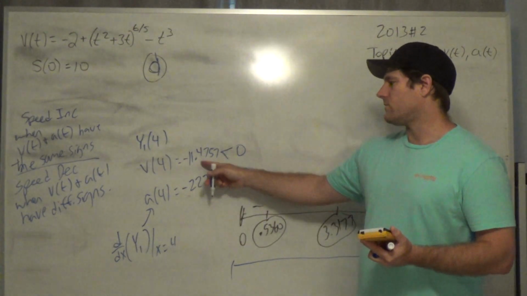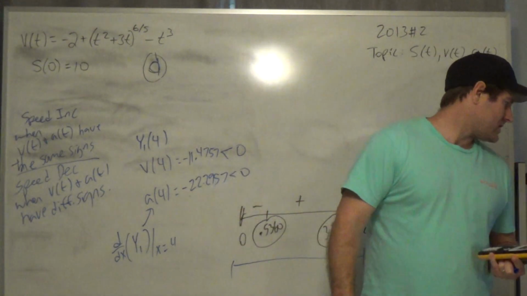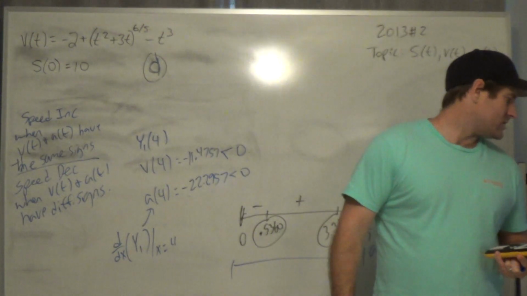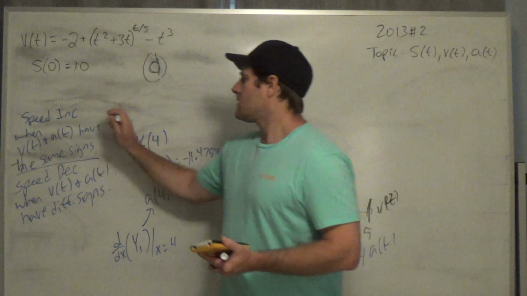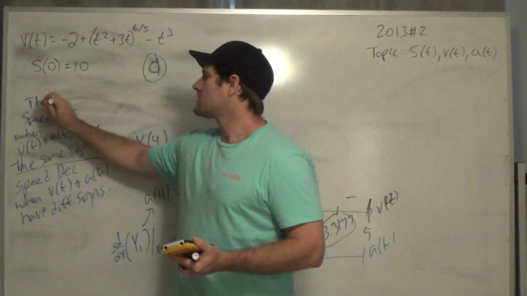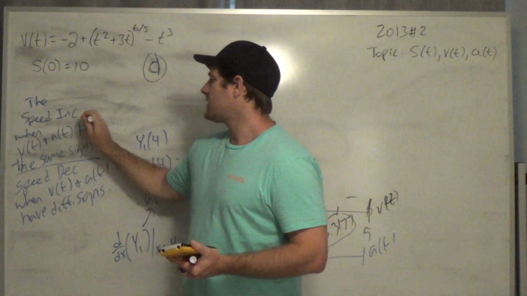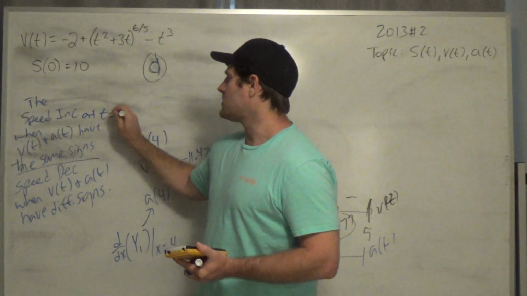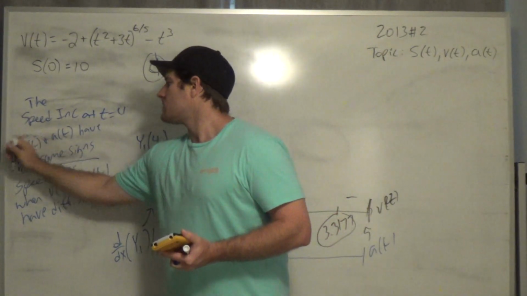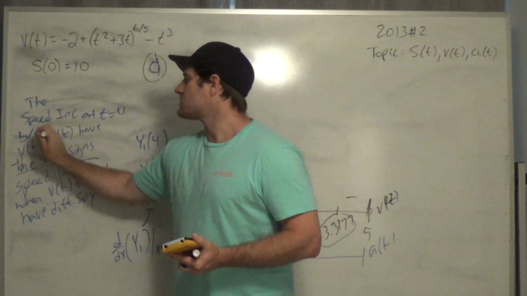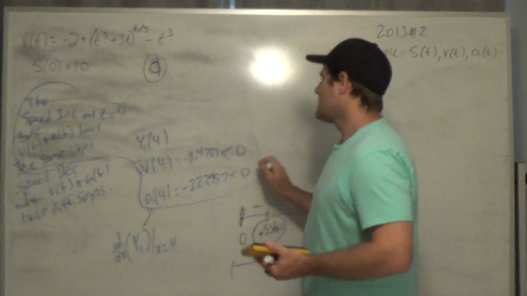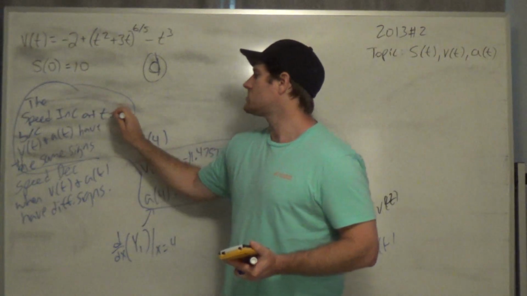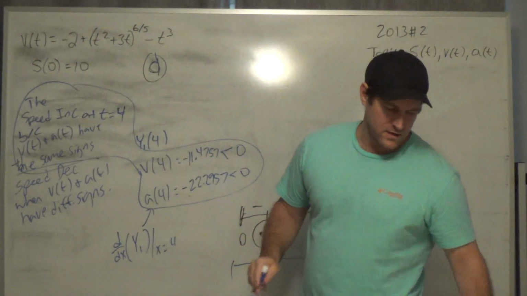So look at these two. Velocity is negative, acceleration is negative. If they're both negative, then speed is increasing. So I would say the speed is increasing at time equals 4 because velocity and acceleration have the same signs. And that's the work I would use to prove speed is increasing at time 4.